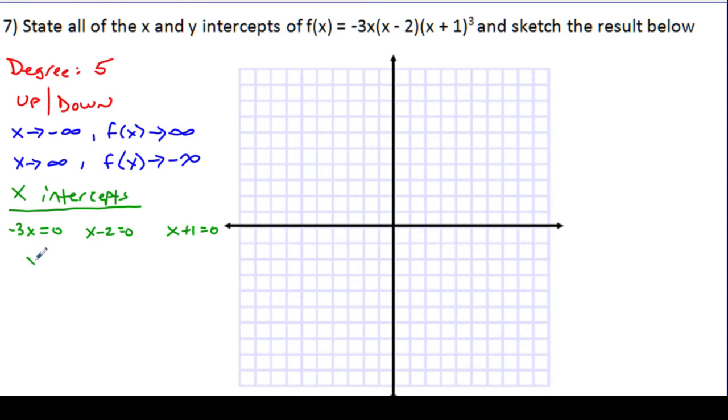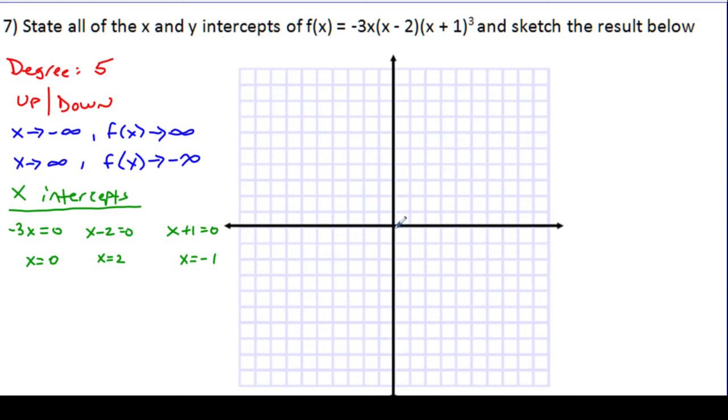So in this case, I get an x-intercept of 0. In the second one, I get an x-intercept of 2. And in the third one, I get an x-intercept of negative 1. Those are the 3 zeros, or the 3 x-intercepts in this case, that I'm going to graph. So let's put those on the graph before we forget about them.